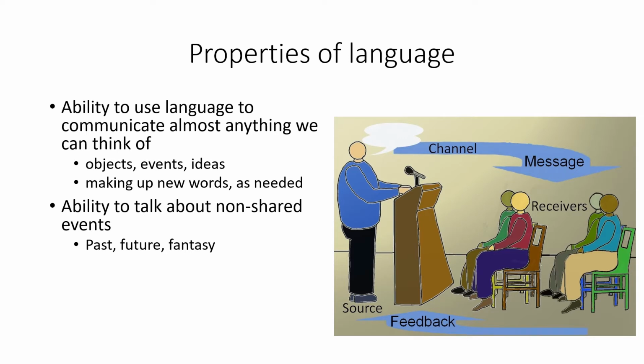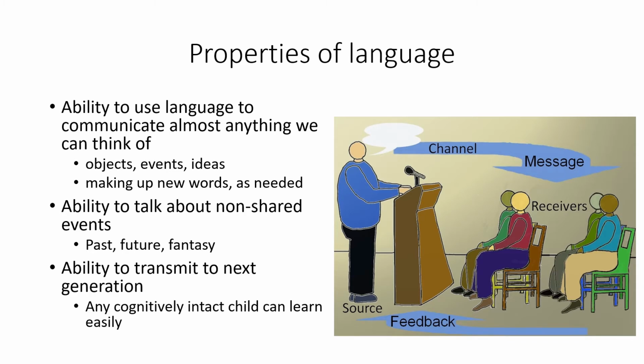Another big component of language is the ability to talk about non-shared events: the past, the future, fantasy, things that are imagined in your head. Those are things that, due to language, we can communicate. Whereas in other species that communicate, they might be able to communicate specific things, but they don't have the ability to refer to the past, the future, things like that without language.